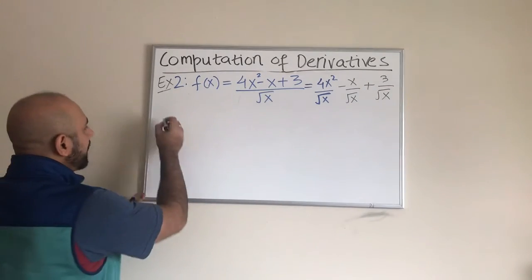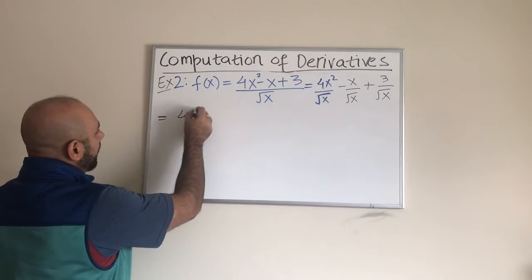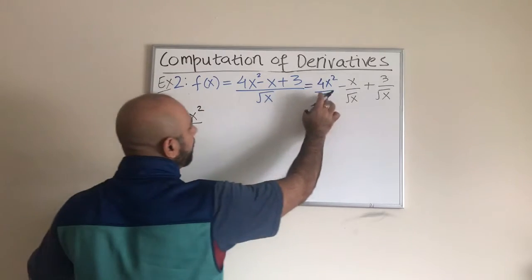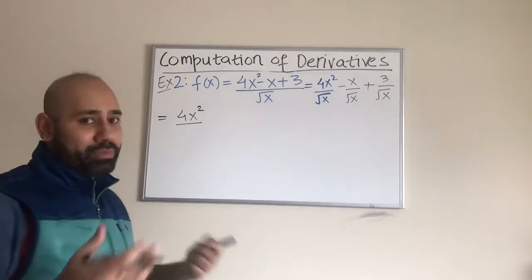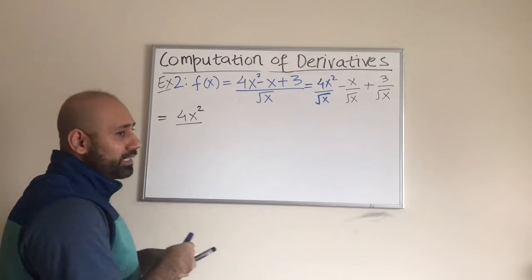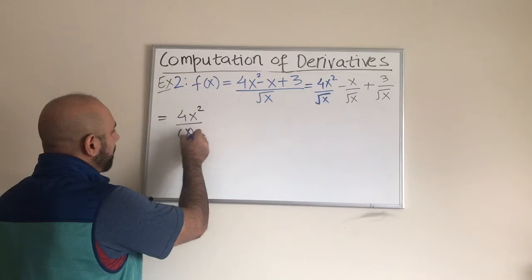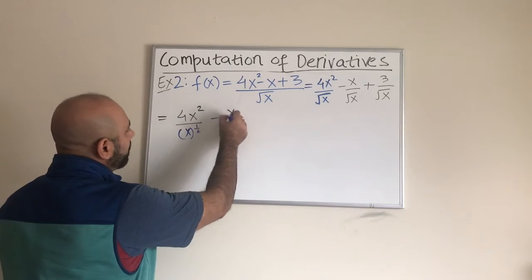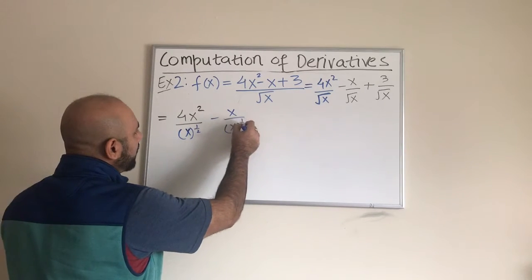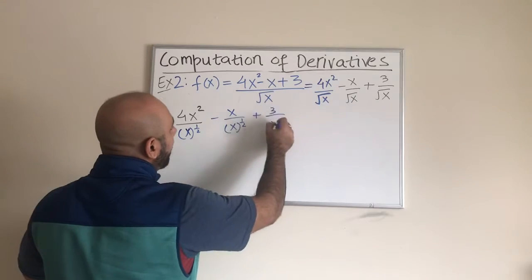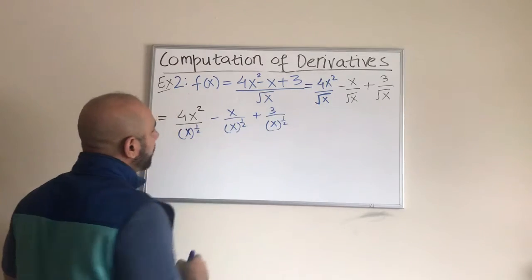So what we can do further is get rid of the radicals, or rewrite the radicals in terms of exponents. We know a radical as an exponent is to the power 1/2. So I can write this as x to the power 1/2. Same thing with these other ones: x to the power 1/2, and then 3 divided by x to the power 1/2.